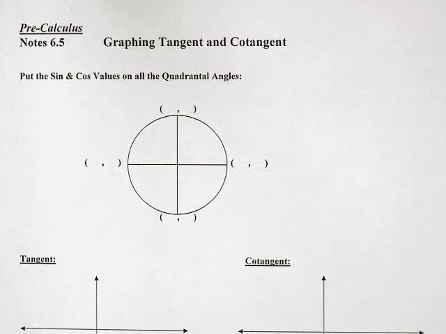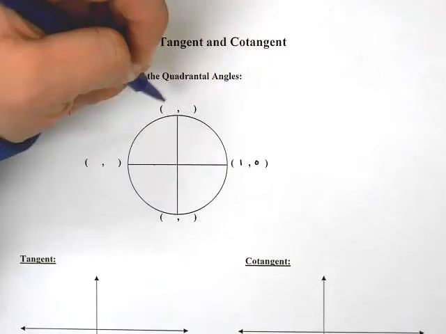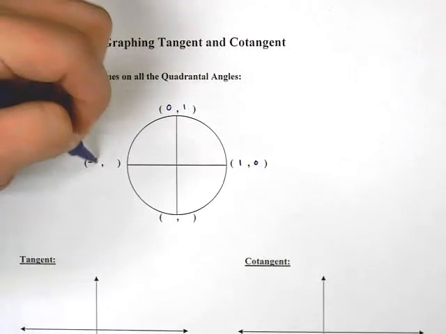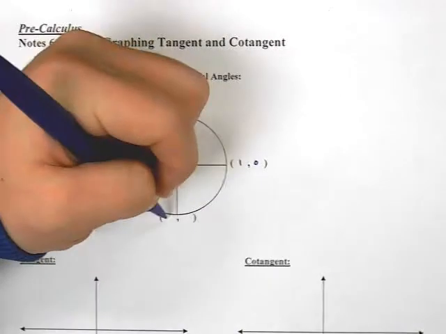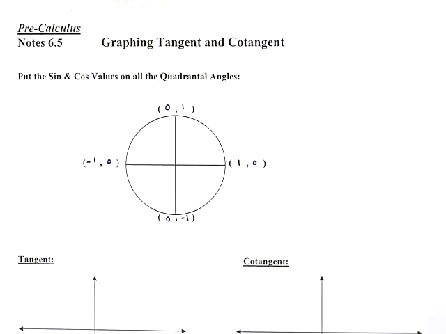Class, welcome back to our next video on graphing trig functions, and today we are focusing on the last two, tangent and cotangent. So to get started, we're going to make sure that we have our sine and cosine values, or y and x values, for the quadrantal angles. So we have 1, 0, 0, 1, negative 1, 0, 0, negative 1. And then I'm actually going to add my pi over 4s as well.